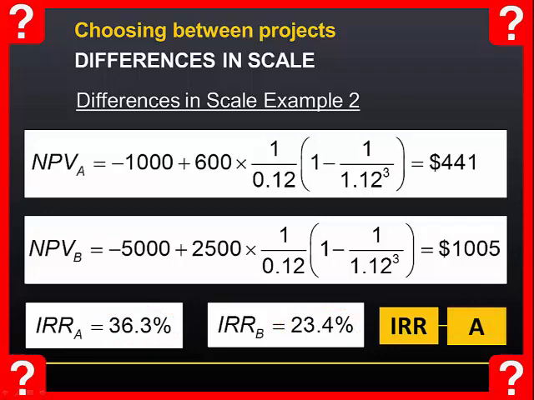But because the projects are of different scale or size, project B is now the best project based on net present value. This is the problem when it comes to mutually exclusive projects that are different in scale. The internal rate of return may give an incorrect ranking and therefore should be avoided in this situation.